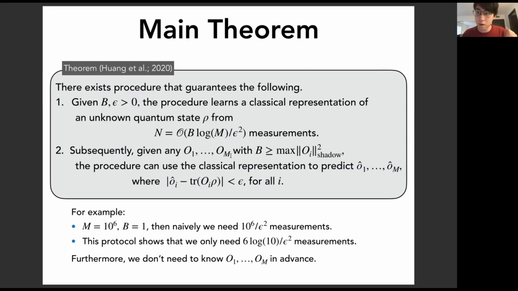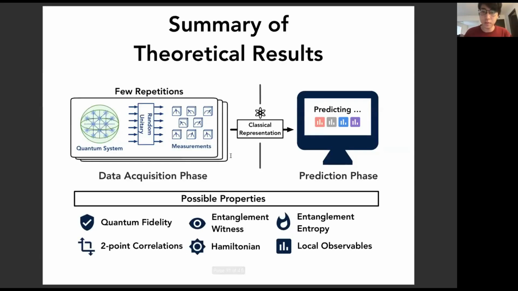And based on the theorem, you can actually show a wide range of results by tuning the distribution of the random unitary. For example, you can use it to efficiently predict fidelity, entanglement entropy, topological entanglement entropy, two-point correlation functions, Hamiltonians, or local observables. So a wide range of different properties that you care about in practice can all be efficiently characterized using this classical shadow framework.